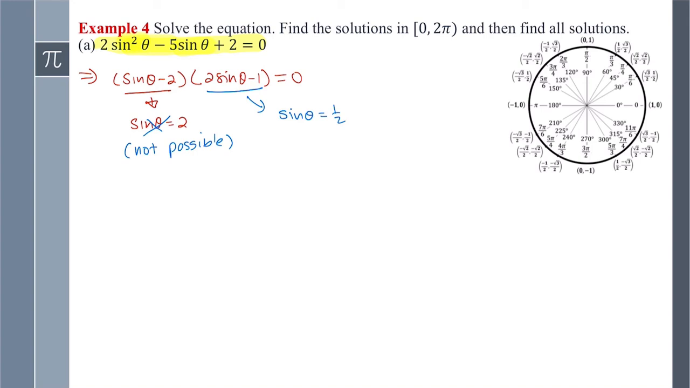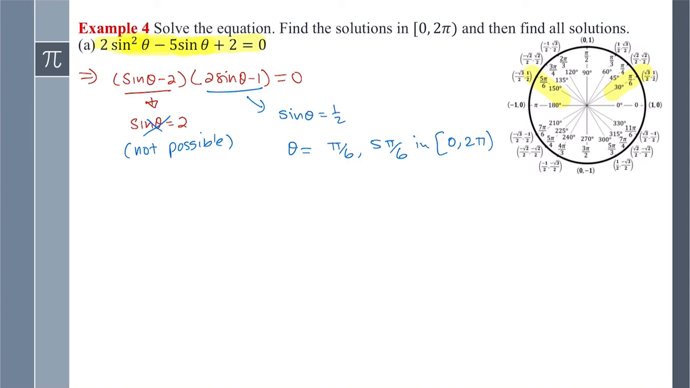in the first quadrant at pi over 6, and in the second quadrant at 5 pi over 6. So that means from here we get theta equals pi over 6 and then 5 pi over 6. So that is the solution in the interval 0 to 2 pi.